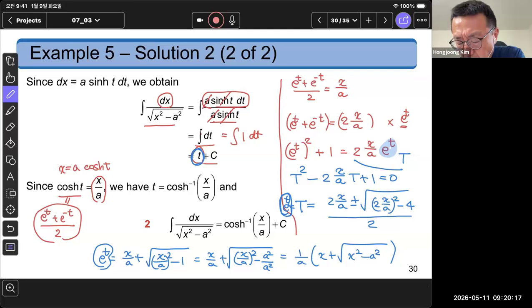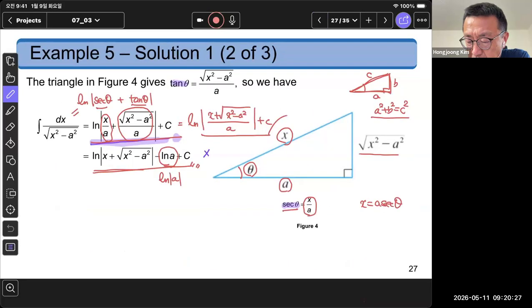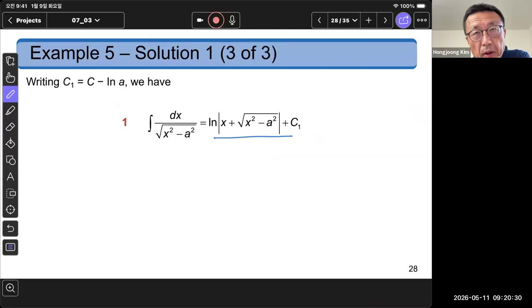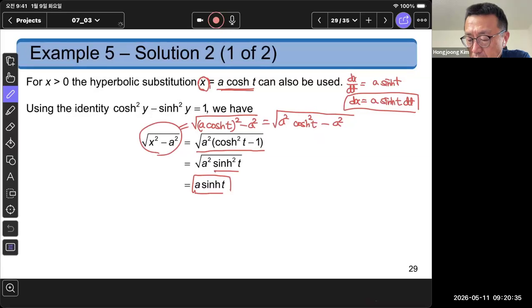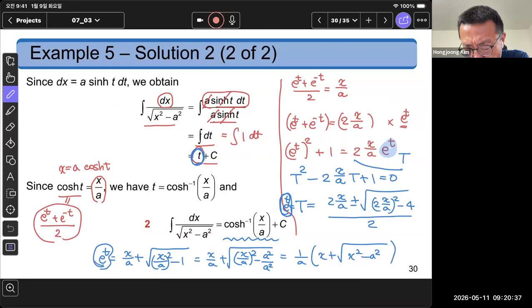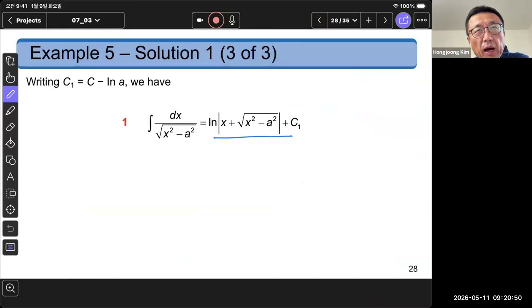Okay. So even though you have the inverse of hyperbolic cosine of x over a, that seems to be different from our previous result, but actually it is identical. They are identical because my e to the t can be written by this. So the expression in equation 2 and the expression in expression 1 are identical. Okay, they are the same.